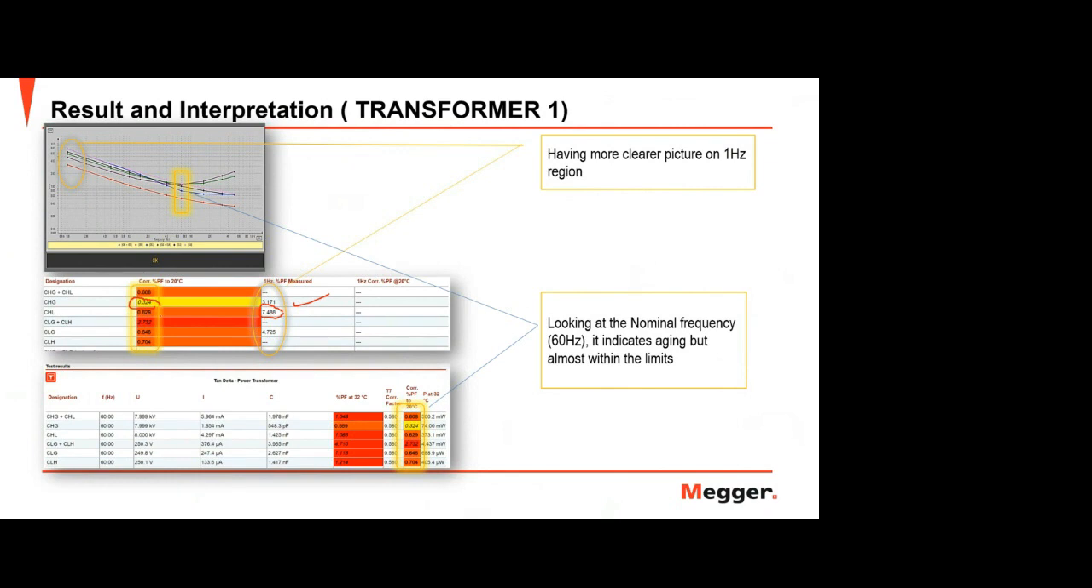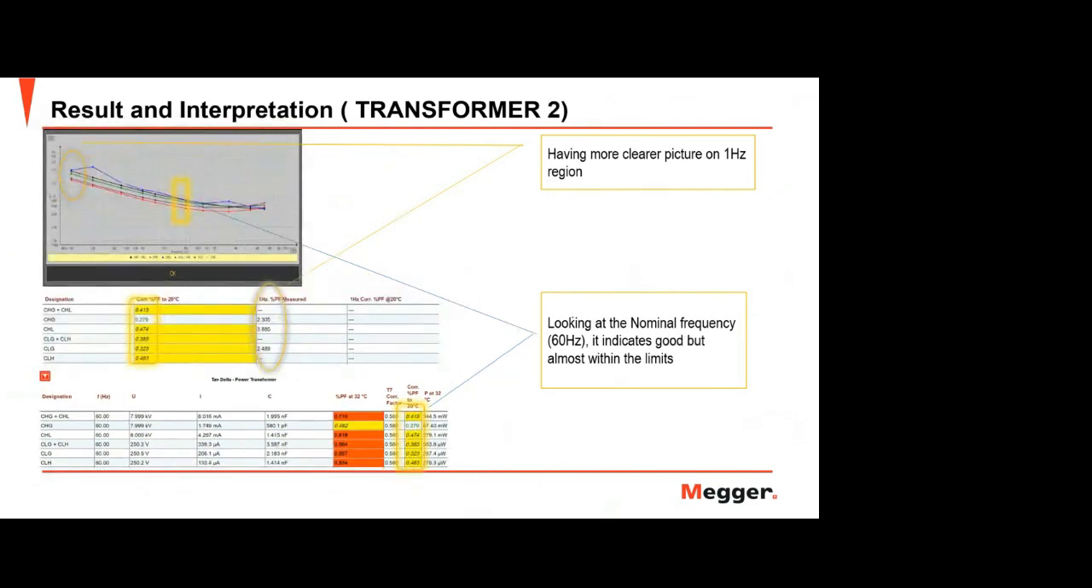Well, if you are only basing it to 0.6, you might still say that, oh, this transformer is still good. My limit is 0.5 for new and 1 for the service age. But looking at this value here of 1 hertz, oh, it is very revealing. You can say that this transformer has a deteriorating insulation. Okay. So comparing it to transformer number 2, everything is good here, especially the CHG.